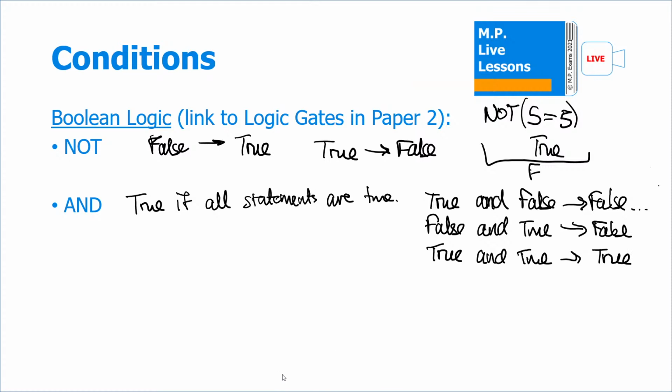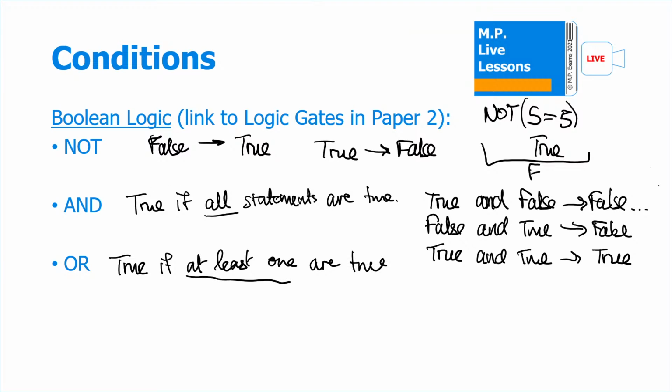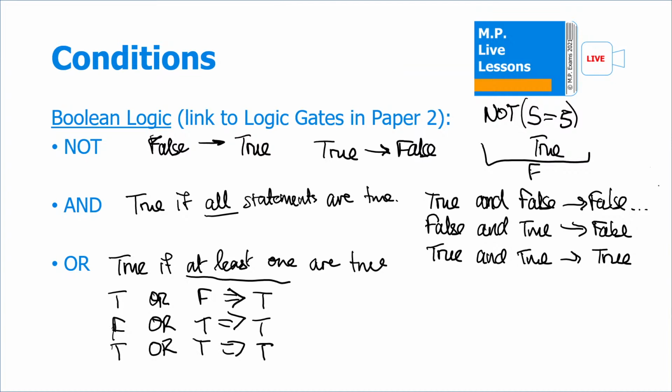The last thing you need to look at is the or statement. So this is true if at least one is true. One of the statements is true. So in this case, if we have true or false, this would become true, false or true, this would also become true, true or true, this could become true.